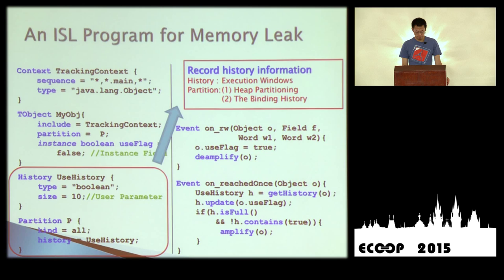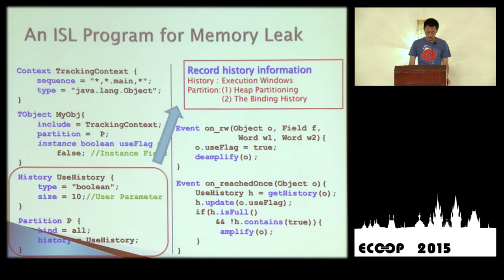So if we want to store more information, we can declare an execution window to store the heap update history for each heap partition instance. In this example, we use a Boolean array to store the heap update history for each partition instance.